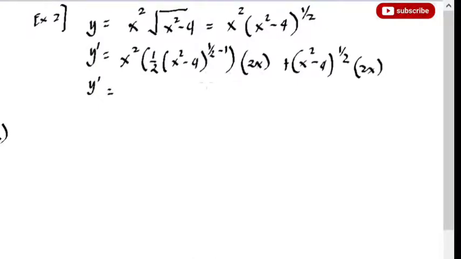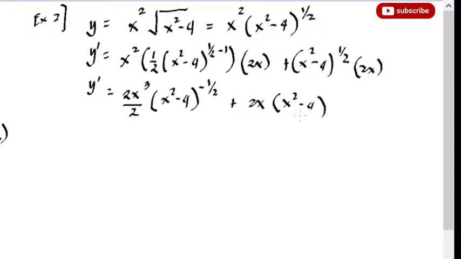Sige. So, we simplify this further. y prime is equal to, may 2x dito. So, that is 2x cubed, right? Over 2 kasi may 1 half. And then, x squared minus 4, 1 half minus 1 is negative 1 half. Plus, we have 2x, and then x squared minus 4. Simplify natin to. This 2 and 2 cancels out. So, y prime is equal to, diba kapag negative exponent, ilalagay natin sa ilalim para mag-positive. So, that will be x cubed over x squared minus 4 to the 1 half.